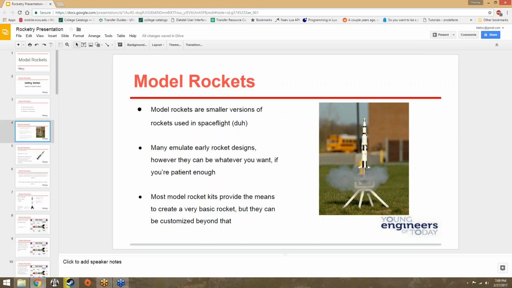Most model rocket kits provide the means to create a very basic rocket, that is to say the early rocket designs, but they can be customized beyond that. 81,000 feet, yeah, see, there you go. 81,000 feet is definitely high enough that you would have to coordinate with the FAA. But yeah.